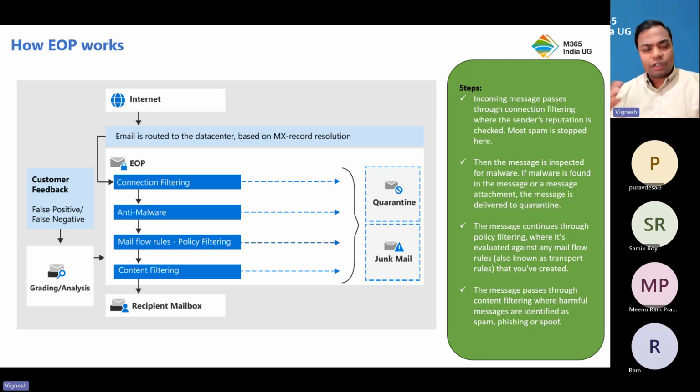And there are so many such rules that you can configure, and each organization is different, right? So it goes through and checks whether any such rules are there. And if yes, then it acts based upon those rules. And finally, the content filtering. The message passes through the content filtering where harmful messages are identified as spam, phishing, or spoof.